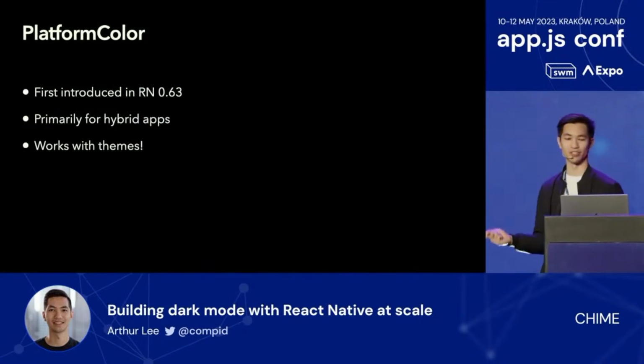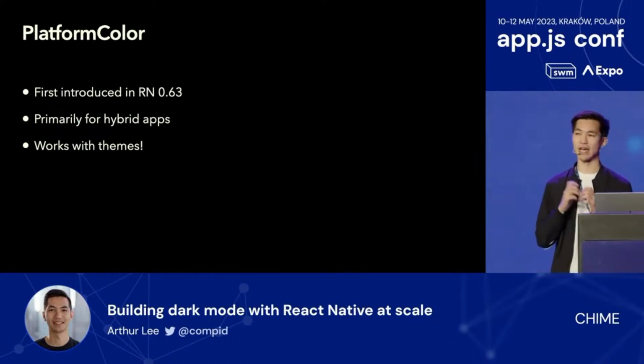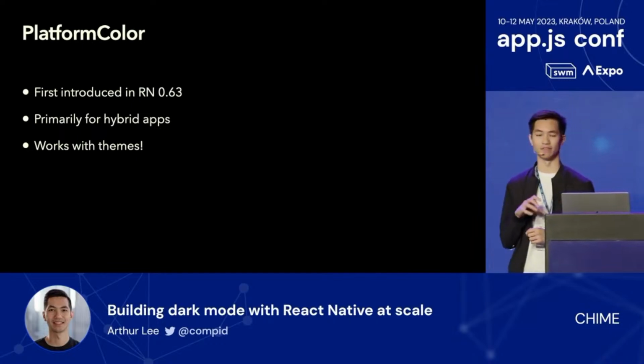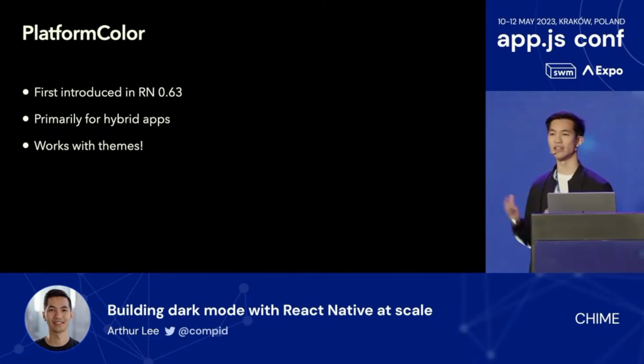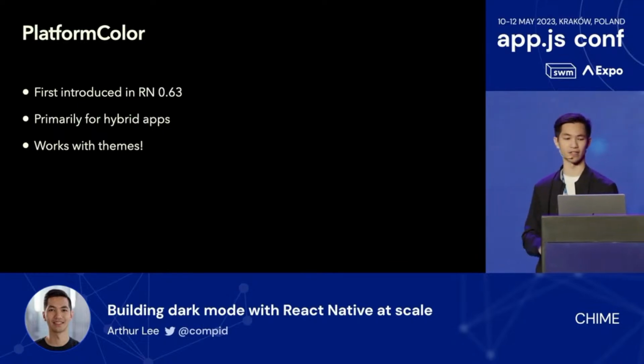Platform Color was actually introduced in React Native 0.63, so quite a few versions ago. It was primarily introduced for hybrid apps. So if you had a native app that already had a bunch of colors defined natively, and you added a React Native view in there, you can use Platform Color to hook into those colors, and then you wouldn't have to copy your colors into the JavaScript world or keep them in sync.